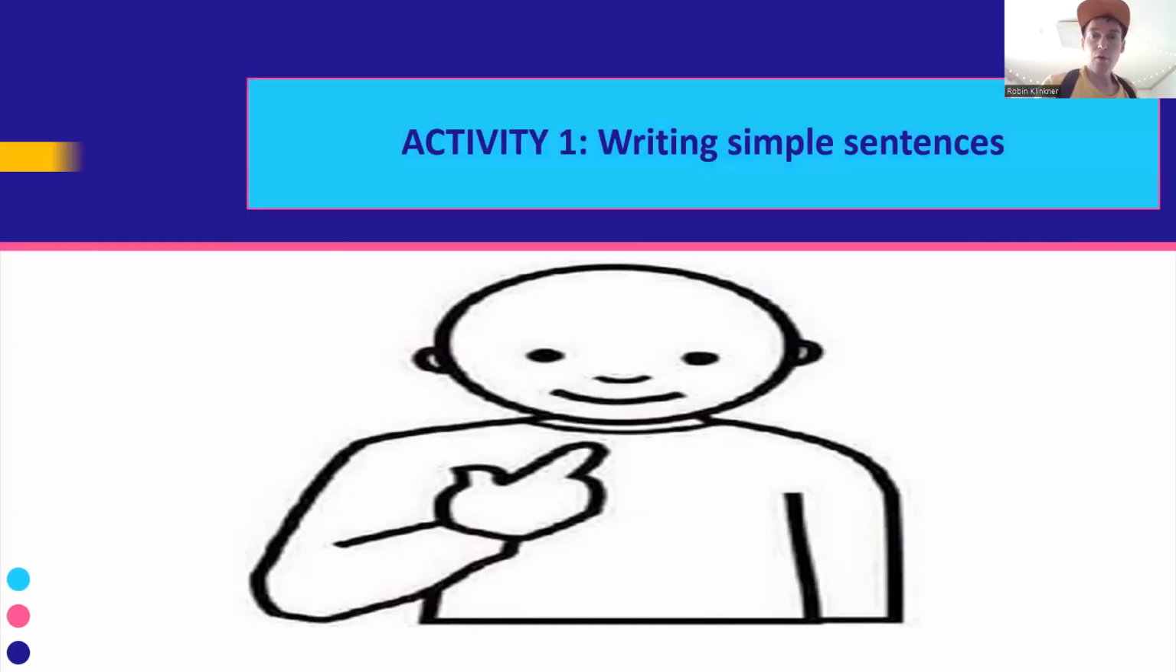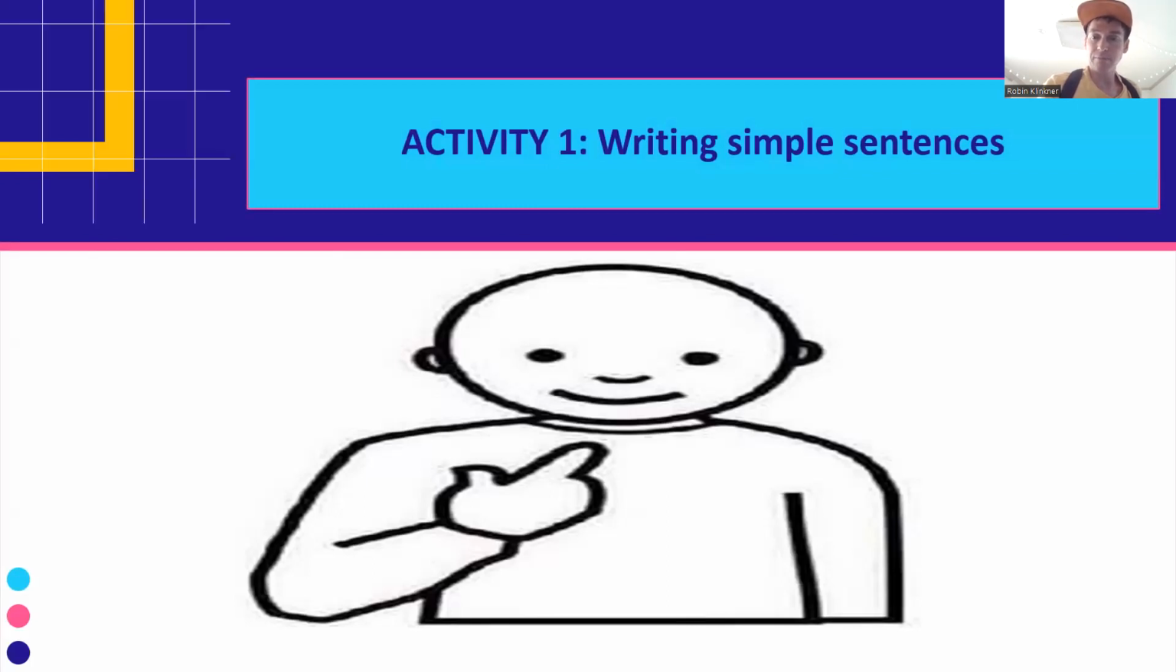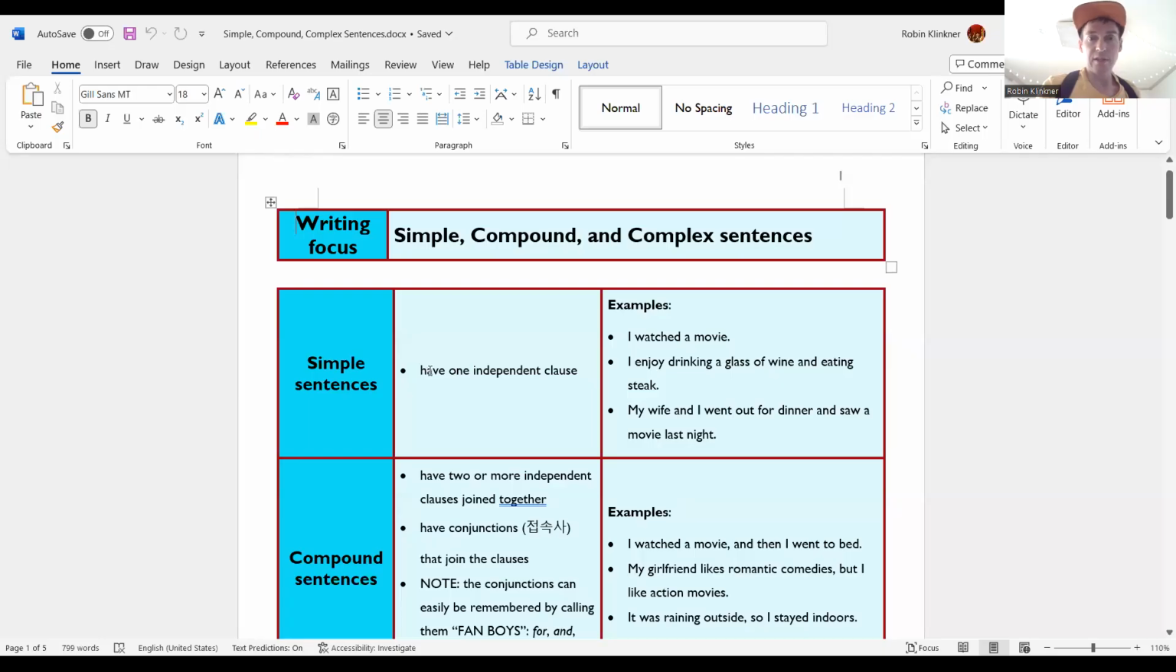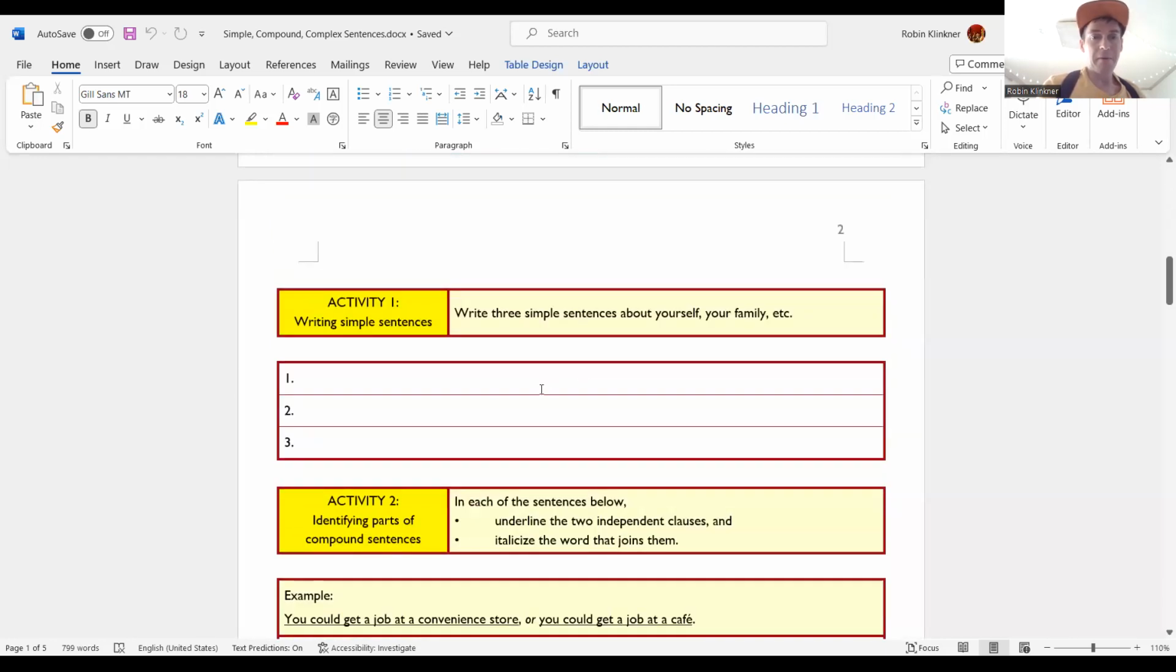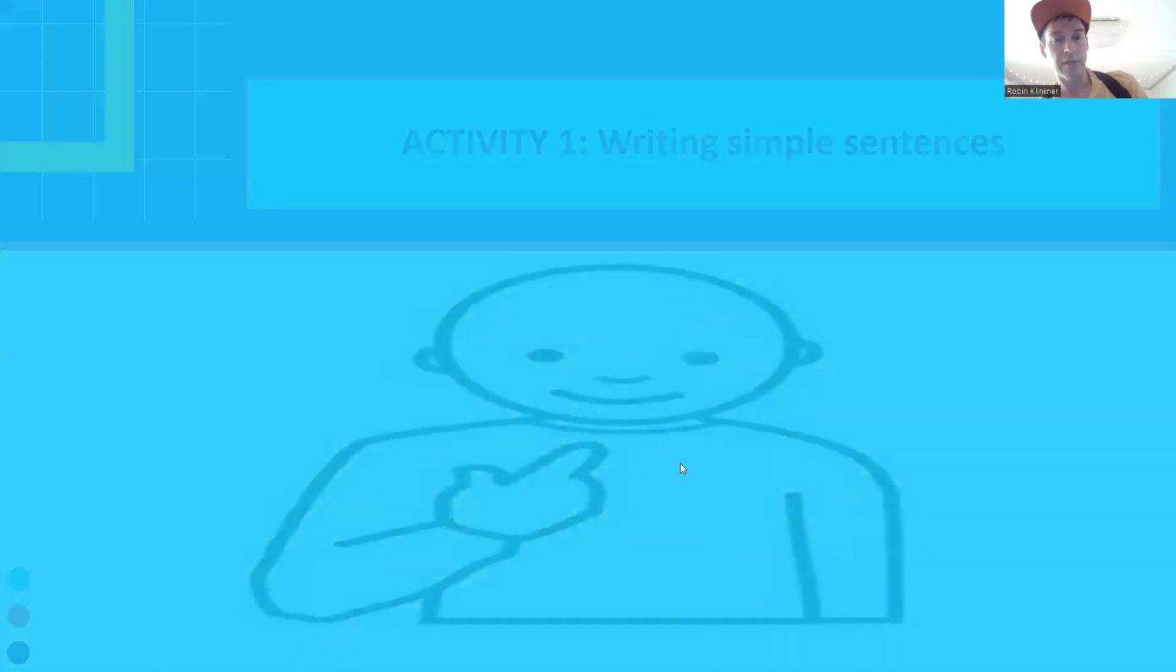So if we go back to this handout, as you can see, simple sentences have one independent clause. Here's a homework assignment. Very, very simple. Write 3 sentences about yourself, your family, etc. So for example, I have an older brother. That's a simple sentence. One complete thought. Okay. Now let's move on to the second type of sentence.